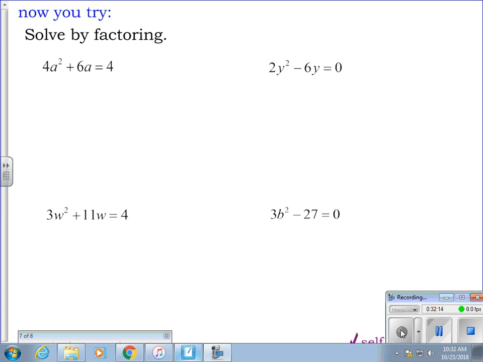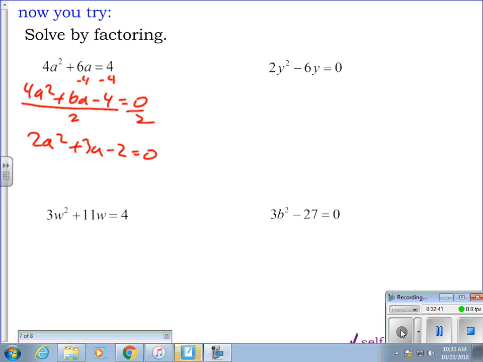Okay, let's go ahead and finish these up. So your first step on this one is to subtract 4 from each side. You get 4a squared plus 6a minus 4 is equal to 0. Everything is divisible by 2. You want to do that before you do your factoring. Divide everything by 2 to get 2a squared plus 3a minus 2 is equal to 0, and then do your factoring from there. You want to get your numbers as small as possible. If you can divide everything by a constant first, it makes your factoring easier.